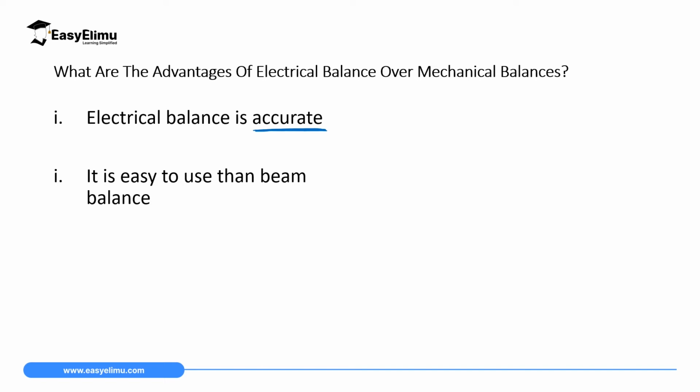Another advantage of electrical balance over mechanical balance is that it is easier to use than a beam balance. This one has a scale, so you don't even struggle to use it. So long as you put your solid there, the one whose mass you want to measure, it will just indicate on the scale the mass that you have.